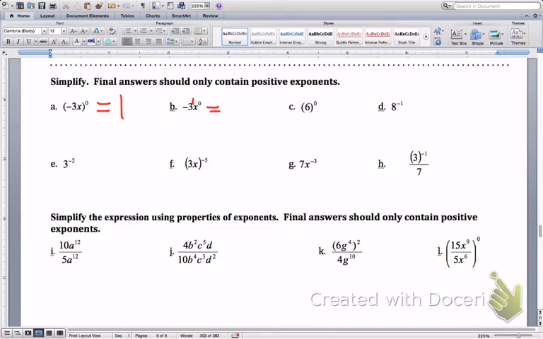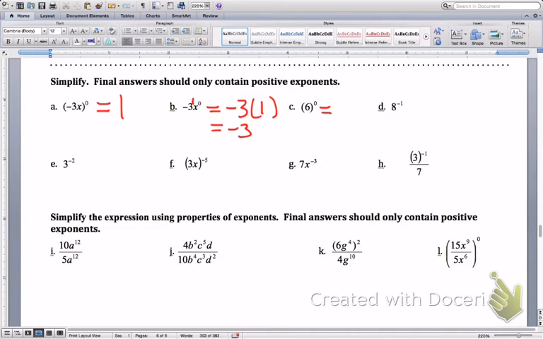So in this case, only the x to the 0 is 1. So this really becomes negative 3, and the x to the 0 is actually 1 because this part right here, x to the 0, has the power of 0, and that equals 1. So this stays negative 3 as the final answer. So parentheses are very important.